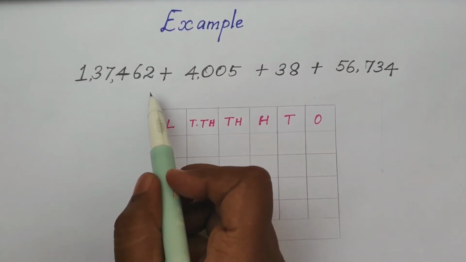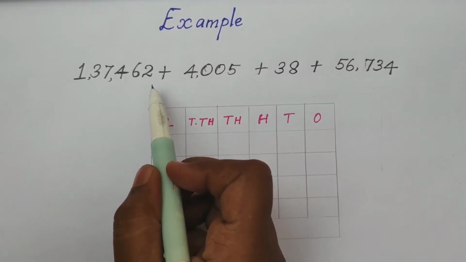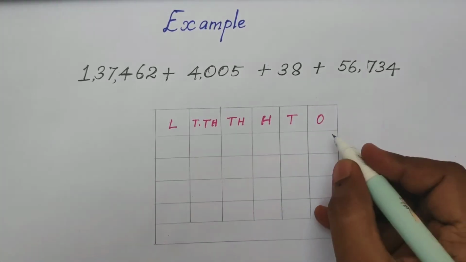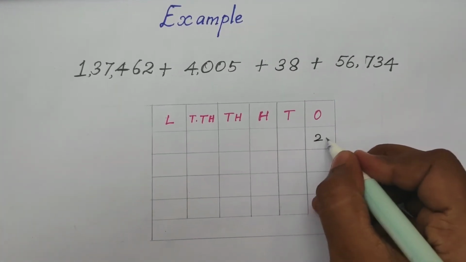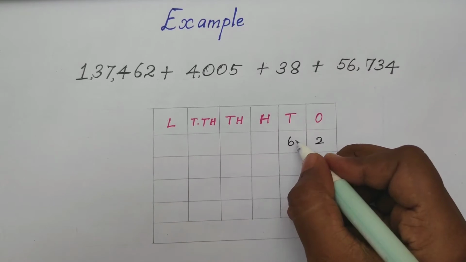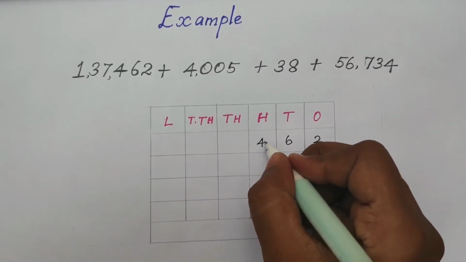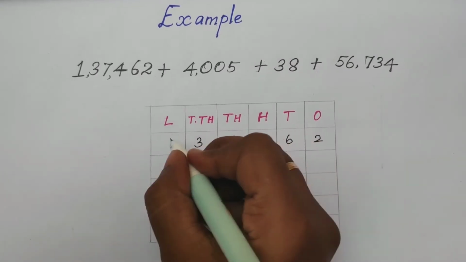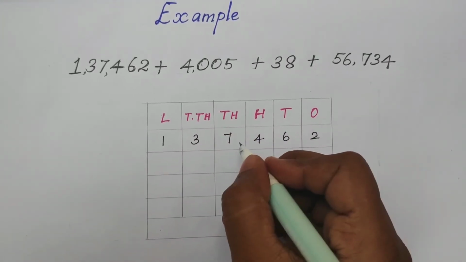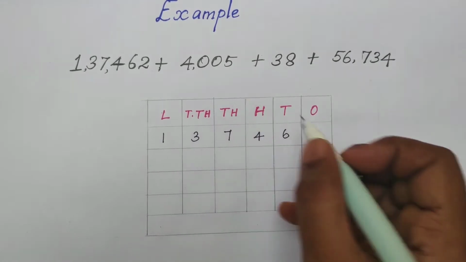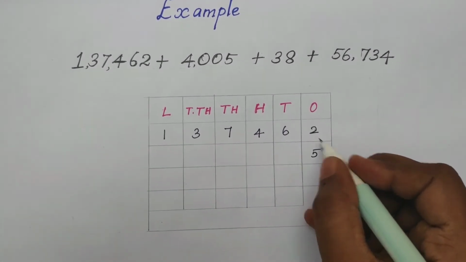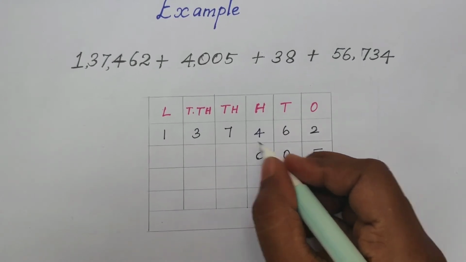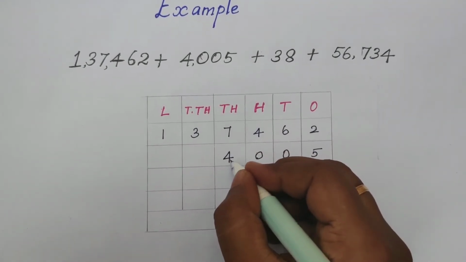To place the digits in the place value table, we have to start from the right to the left. So, we will place 2 in ones, 6 in tens place, 4 in hundreds, 7 in thousands, 3 in 10,000s and 1 in lakhs place. Now, let's place the second number. 5 in ones place, 0 in tens place, again 0 in hundreds place, 4 in thousands place.